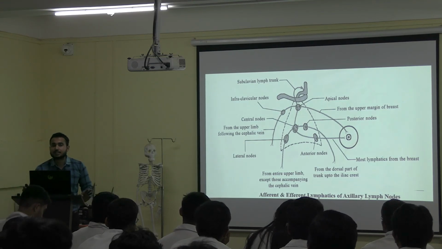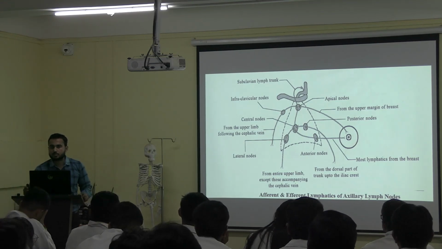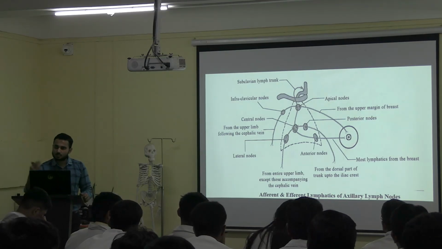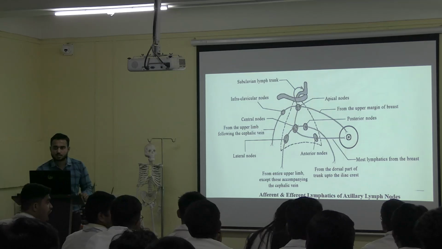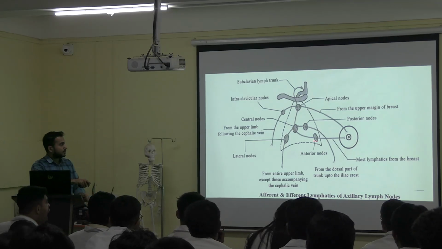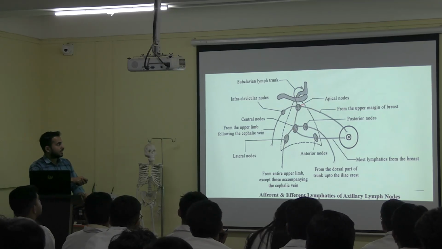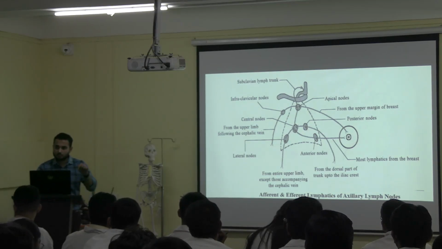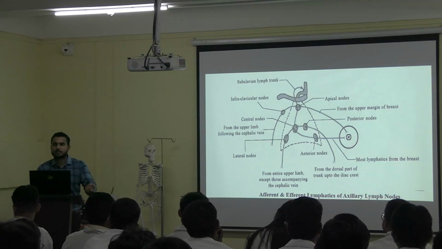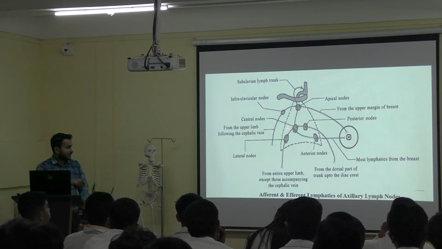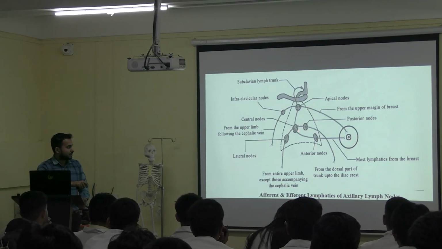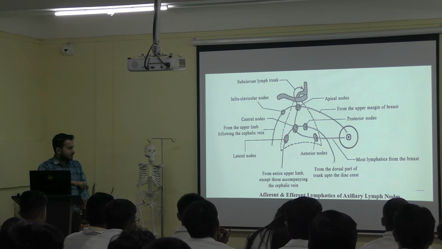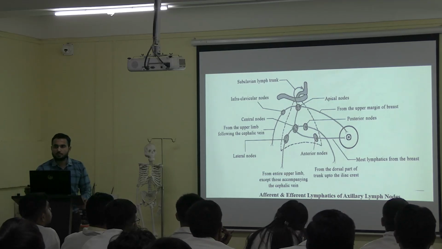Thoracic duct is the largest lymphatic vessel of our body. That is also in the thorax, so at that time we will discuss it. Now this is a beautiful diagram where you can see the different lymph nodes, how they are connected, how the lymph flows from one lymph node to another, and ultimately where it goes. Mainly you can see the afferent and efferent lymphatics from the axillary lymph nodes. Now what is the meaning of afferent and efferent? Do you have any idea?